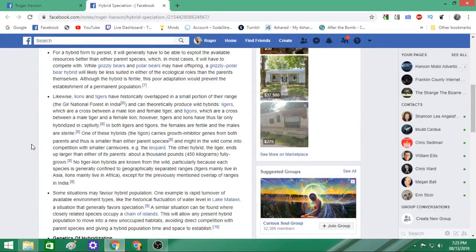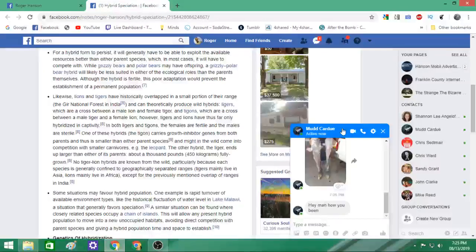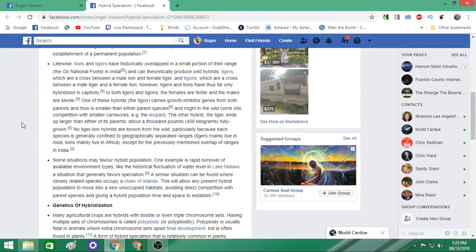Likewise, lions and tigers have historically overlapped in a small portion of their range in Gir National Forest in India, and can theoretically produce wild hybrids: ligers, which are a cross between a male lion and a female tiger, and tigons, which are a cross between a male tiger and a female lion. However, tigers and lions have thus far only hybridized in captivity. In both ligers and tigons, the females are fertile and the males are sterile.